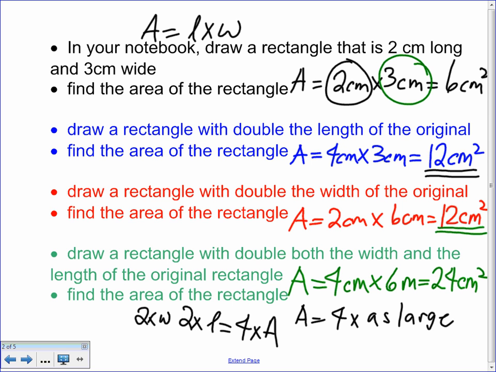In the blue and red examples, I had 2 times my width, so I had 2 times my area. I had 2 times my length. I think I have those backwards, sorry. But I've still only doubled my area. When I double both units, I have 2 times 2 essentially, which makes it 4 times as large.